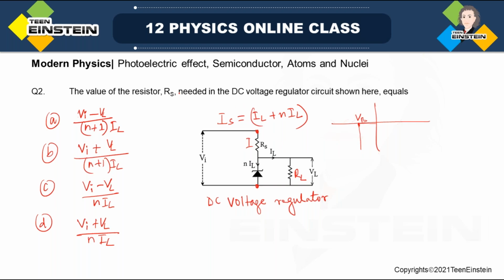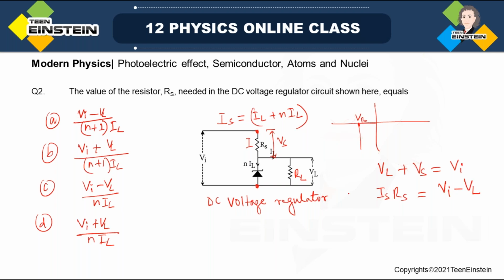So I have to find out what RS is. Look here, the total voltage is dropped across this RS and this diode. The diode voltage is VL, we know that. So I can write VL plus VS, where VS means the voltage drop across this resistor, is equal to the total input voltage Vi. VS I can write as Is into Rs, and this I can write as Vi minus VL.